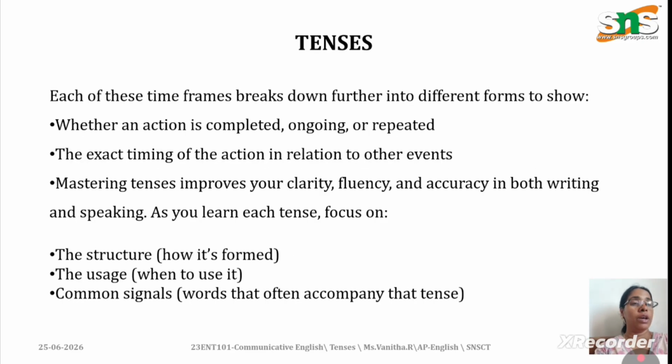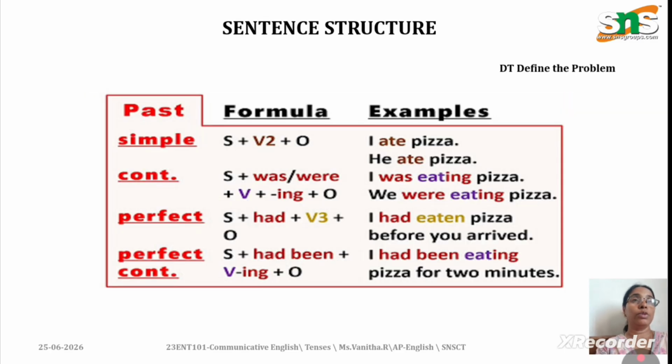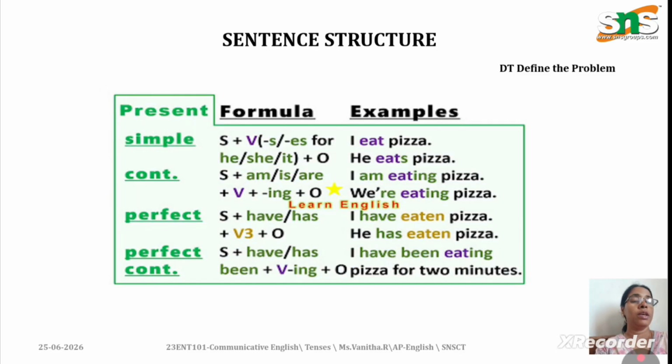And we have seen enough explanation about the past, present and future, and also about the verb forms and types of tenses. Let us now go to the sentence structures of the tenses. So past tense, present tense, and future tense. If it is a present tense, we use the V1 verb. If it is a past tense, we use the V2 verb. And if it is a future tense, we use will. In the last video we discussed the sentence structure of past tense. Now let us move on to the present tense.